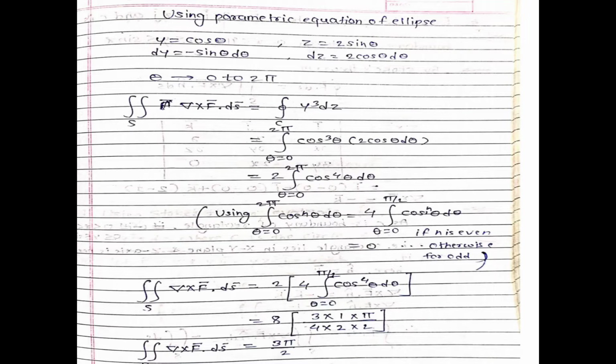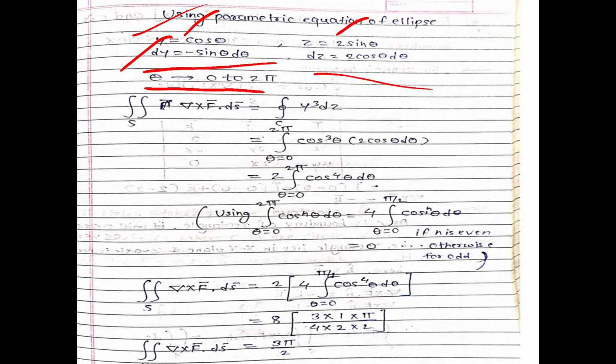Now we will use the parametric equations of the ellipse, which are y equals to cos theta and z equals to 2 sin theta. Here the value of a is equal to 1, so y is equal to cos theta, and the value of b is 2, so z equals to 2 sin theta. Now we will differentiate it to get the values of dy and dz. Here we are talking about the entire ellipse, so theta will vary from 0 to 2 pi.